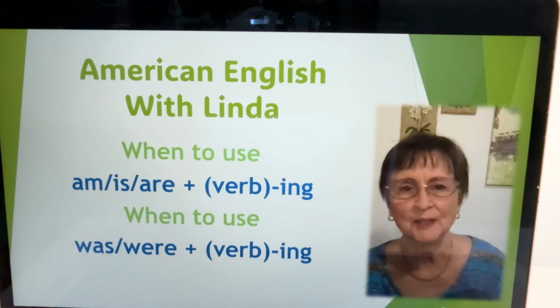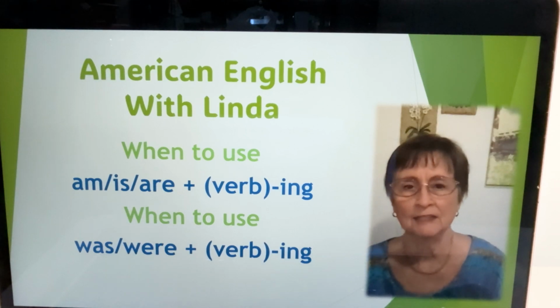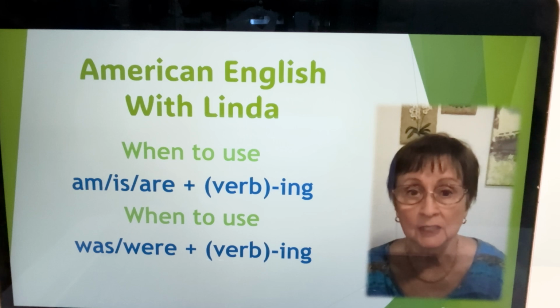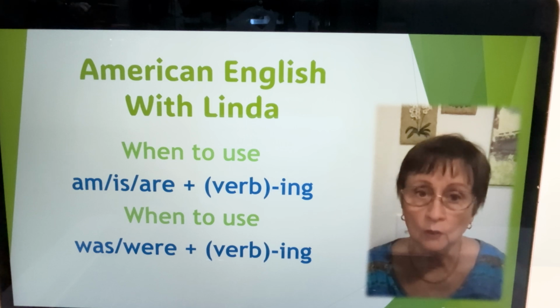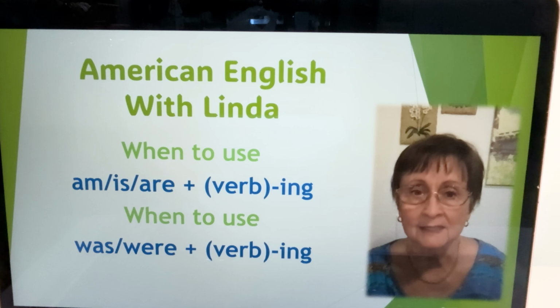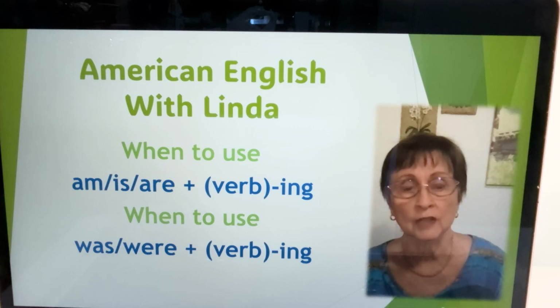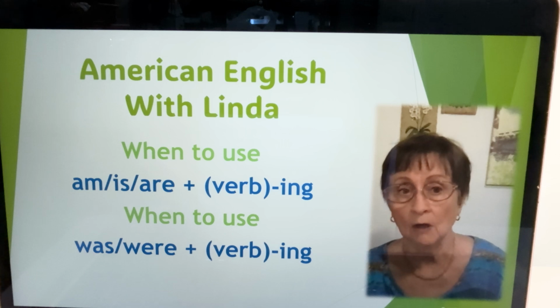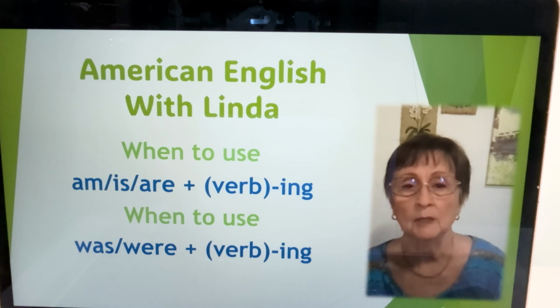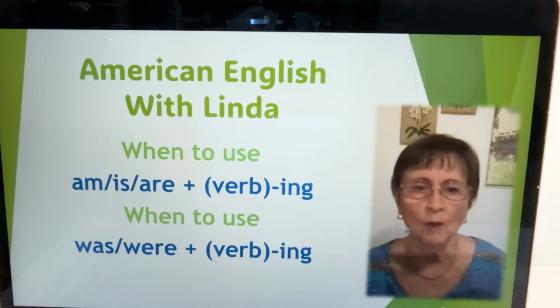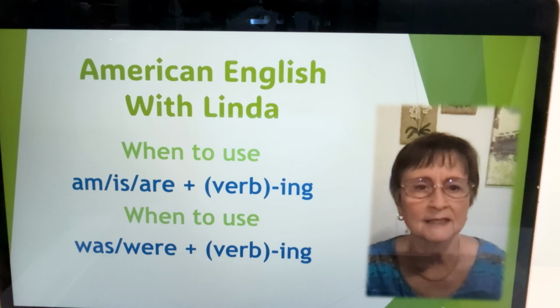Hi, this is American English with Linda, and our lesson for today deals with when to use am, is, are with a verb that ends in ing, and when to use was, were with a verb that ends in ing. In the past, in my verb charts, I only used am, is, are with a verb ending because there is a special consideration or a special requirement when you use was, were. So let's look at that at this time.